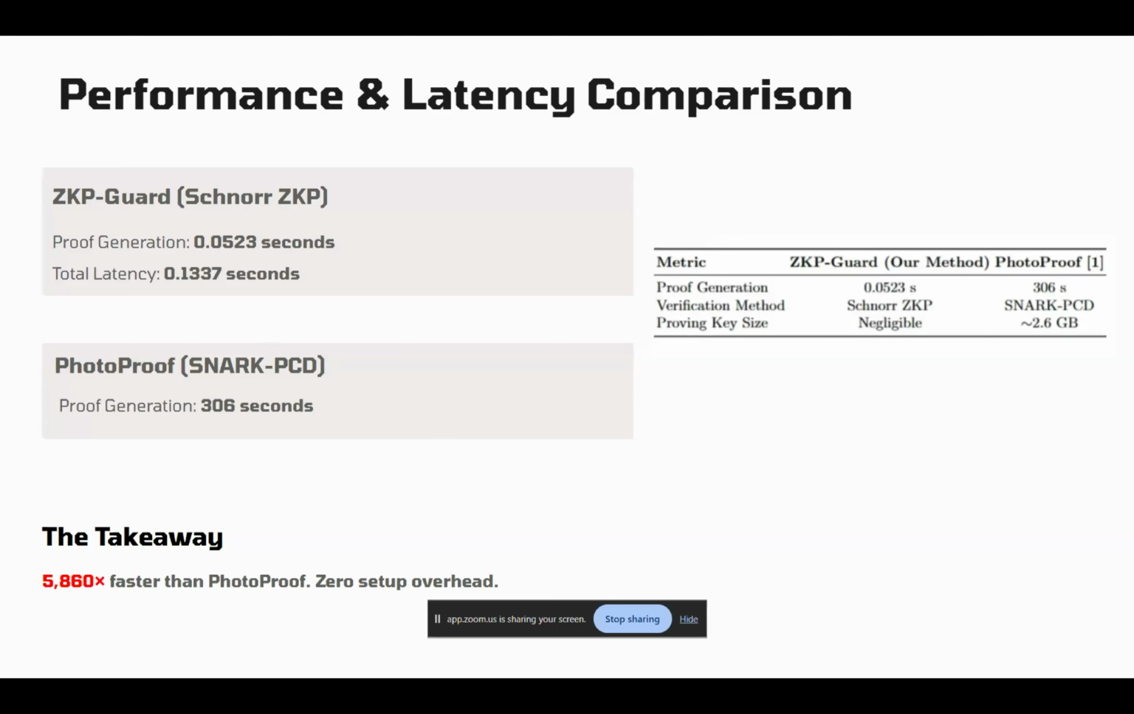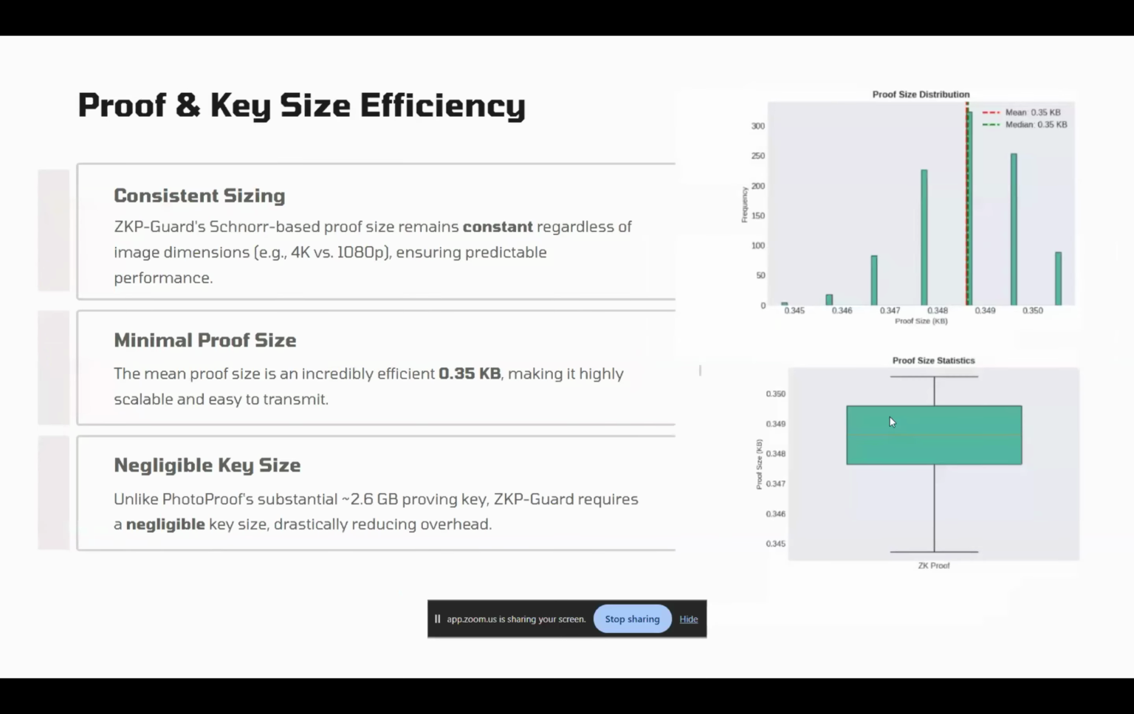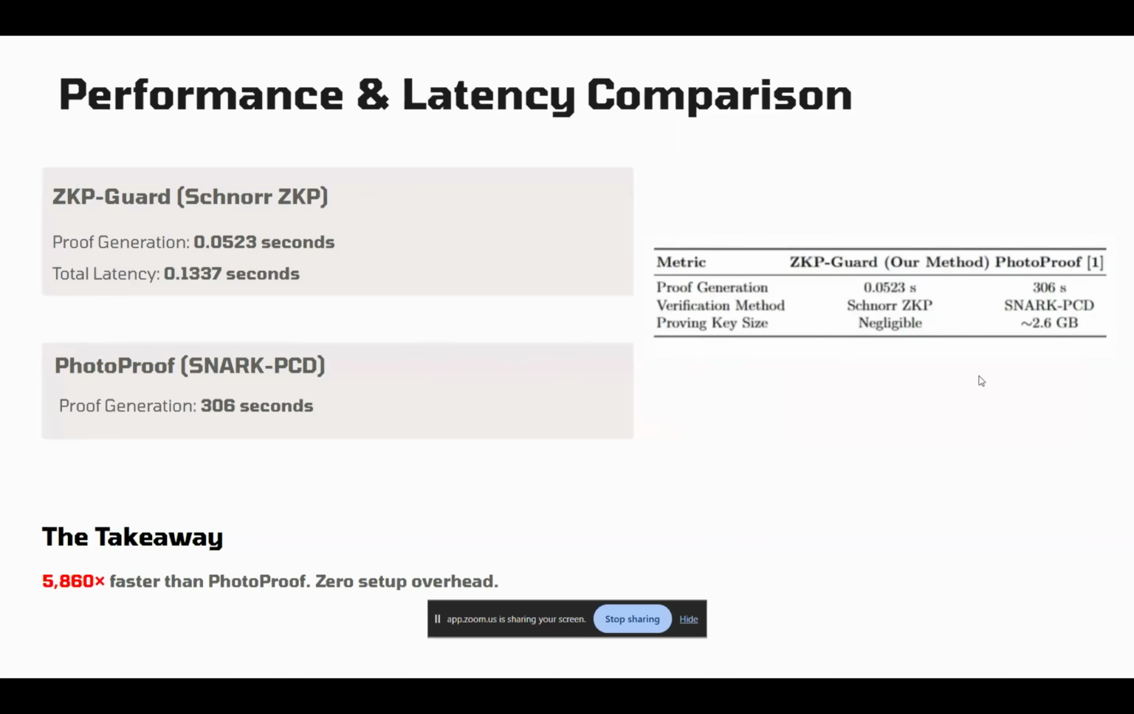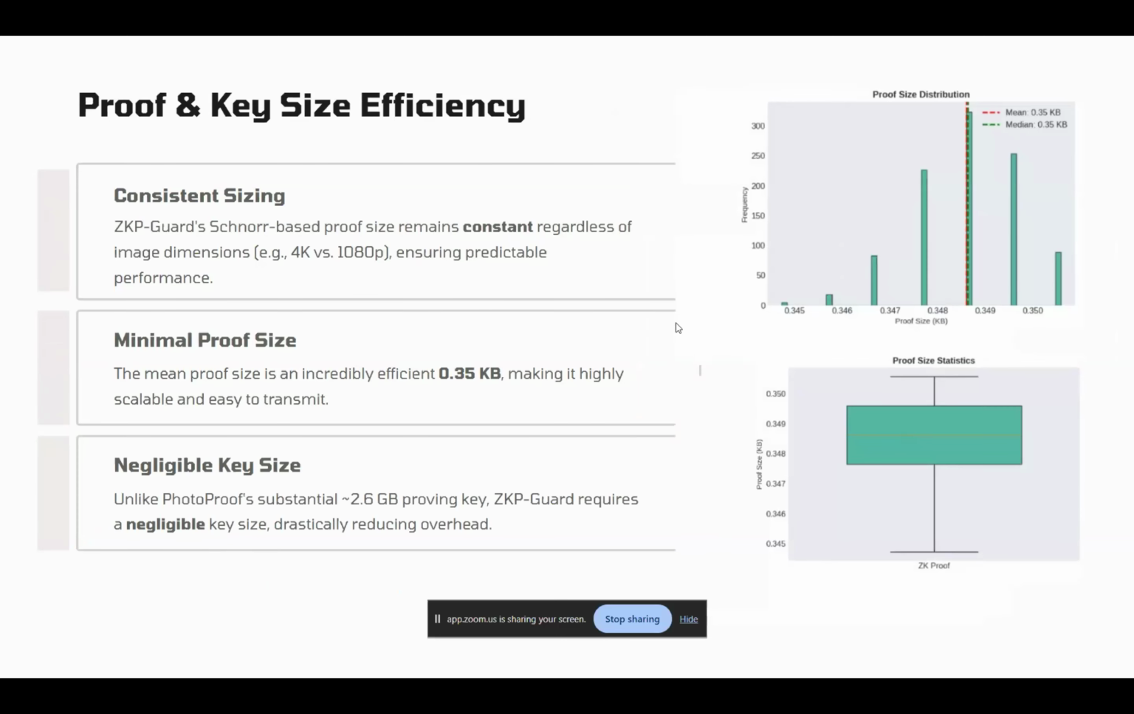That is why our approach is slightly different from the PhotoProof one, and our method is around 6,000 times faster than PhotoProof. You can see the results here. Proof and key size efficiency. The proof that we use to prove that a particular person is the real owner is approximately 0.35 KB, which was 2.6 GB in the case of the PhotoProof research paper. So that's a huge milestone for us.